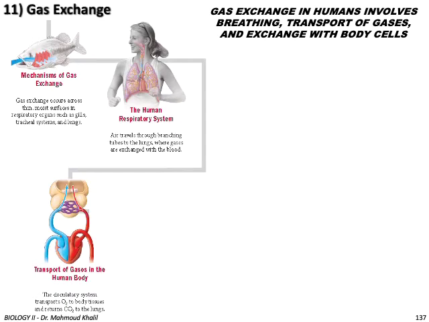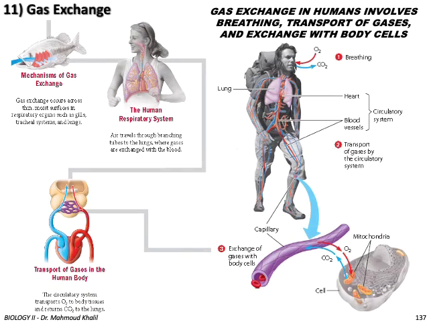So gas exchange in humans involves breathing, transport of gases, and exchange with body fluids or body cells. You can see here, breathing starts with breathing in oxygen and breathing out carbon dioxide. Soon after that, the circulatory system transports the gases, and in the tissues, through the capillaries, there is exchange of gases with body cells. So oxygen is delivered to the cells and carbon dioxide is taken out.